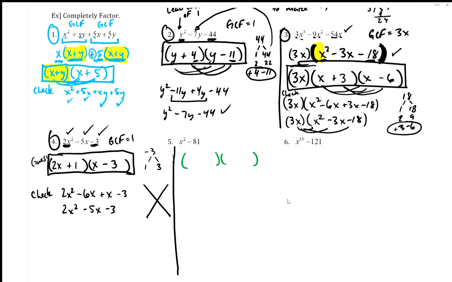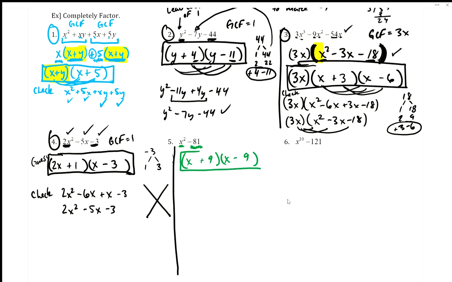And then now I'm focused on, well, again, kind of what times what is x squared? Well, x into x is x squared. And then I'm focused on what times what is 81. Well, 9 times 9 is 81. And then we just have to make sure we switch the signs.